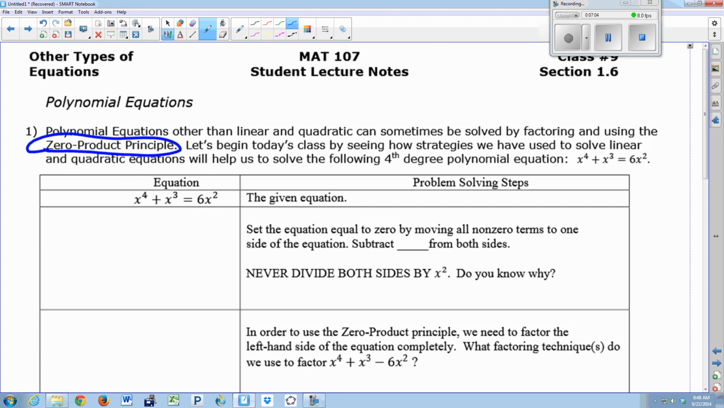So to do that, we're going to subtract 6x squared from both sides. So let's do that. I'm going to subtract 6x squared from both sides. So we get x to the fourth plus x to the third minus 6x squared equals 0. Okay? So that's the first step.